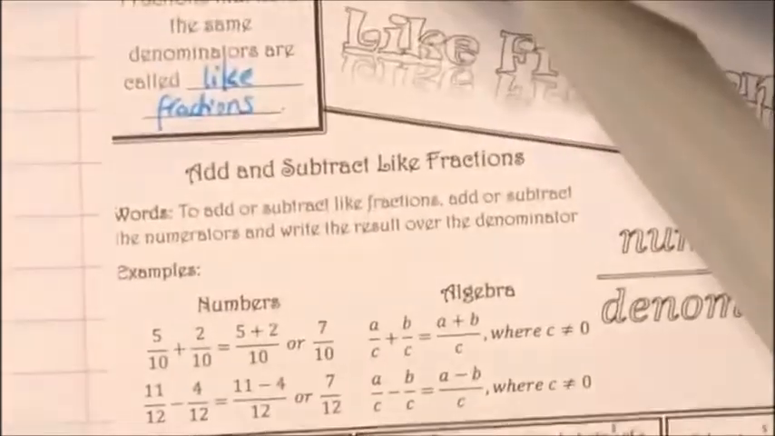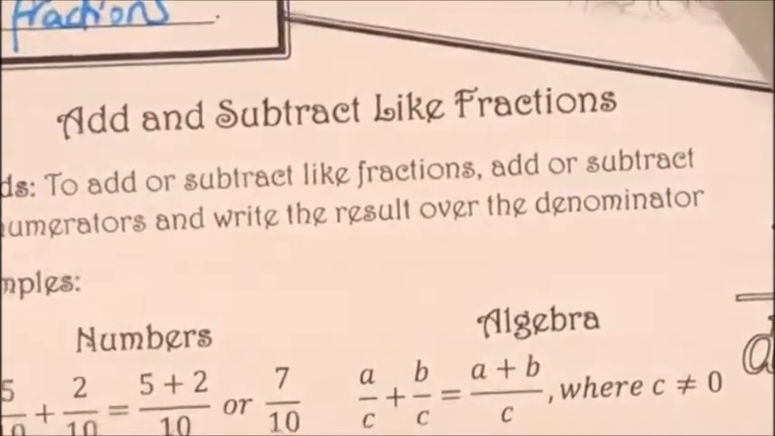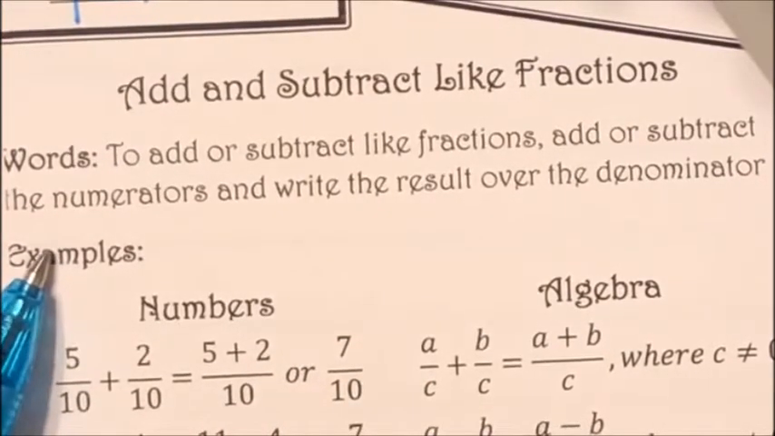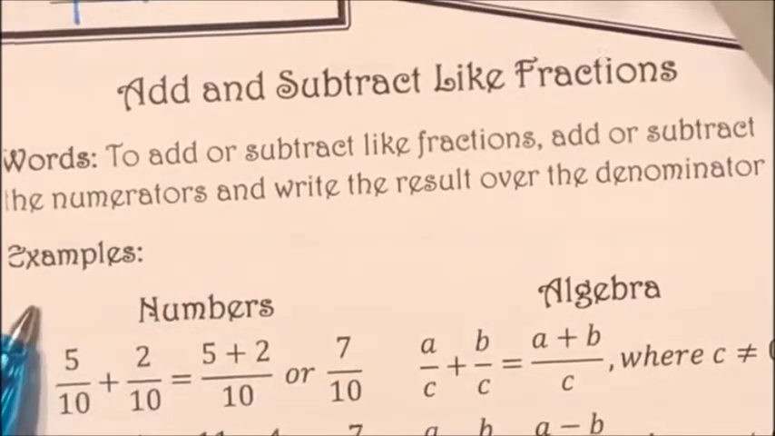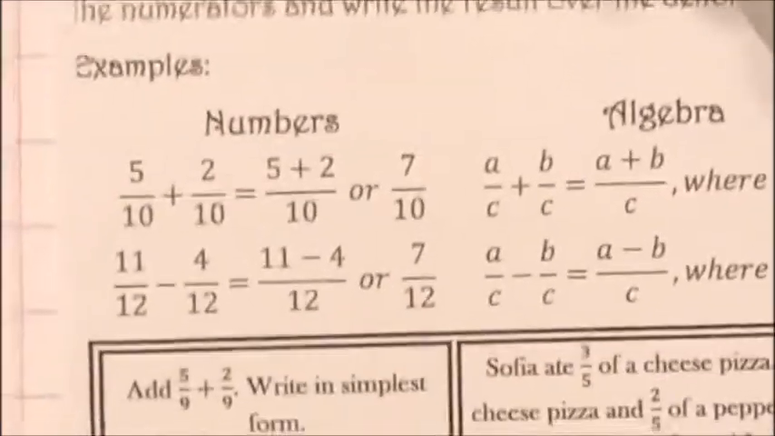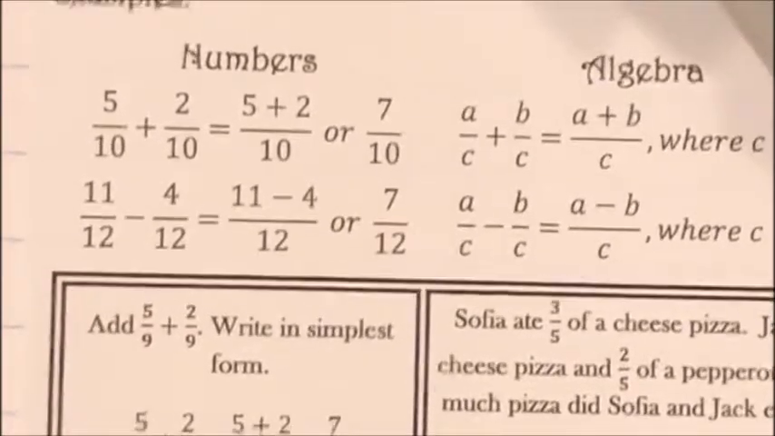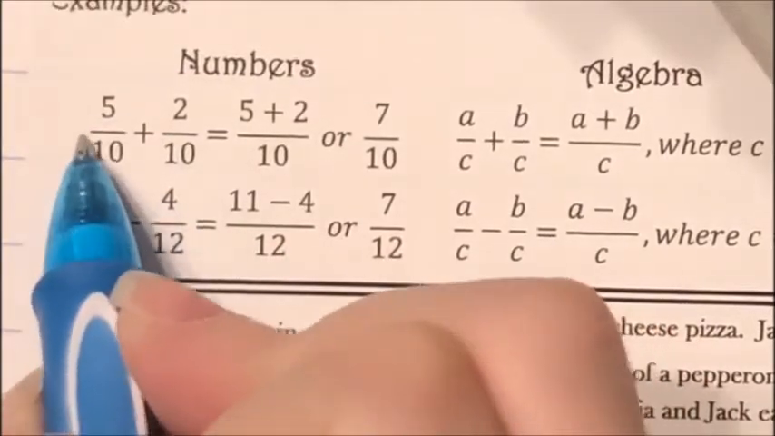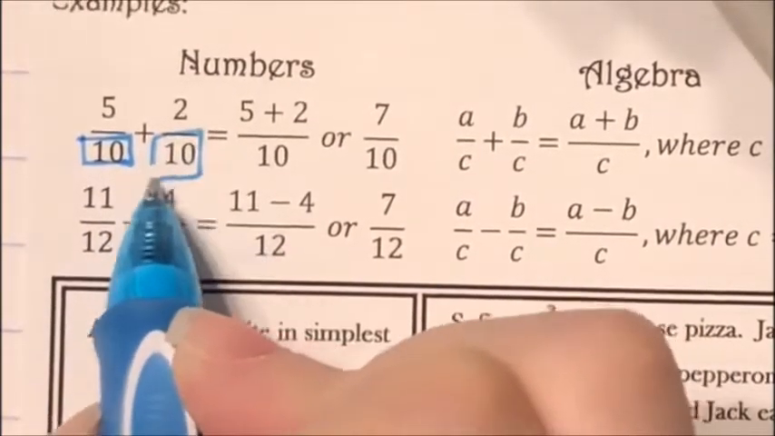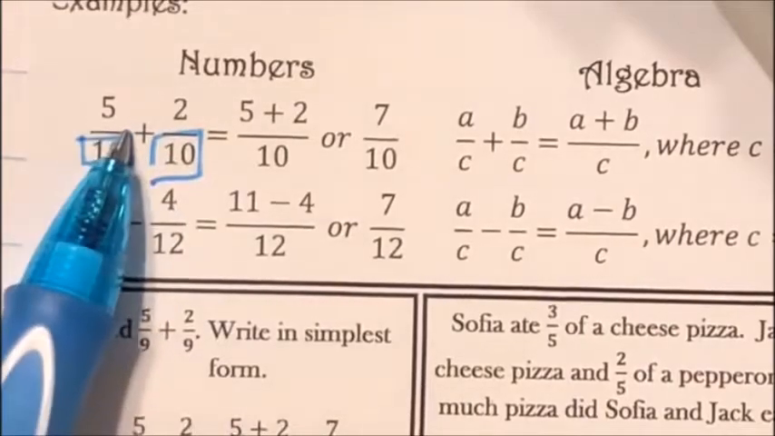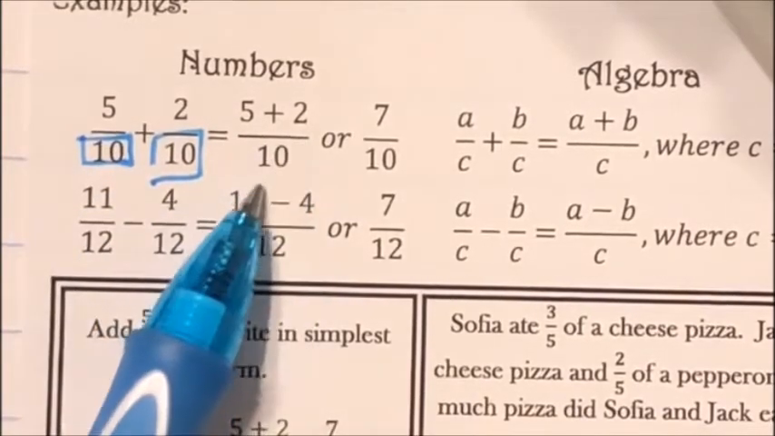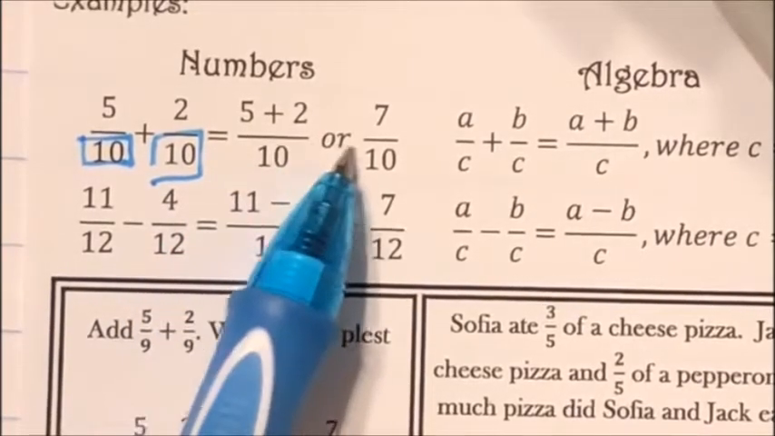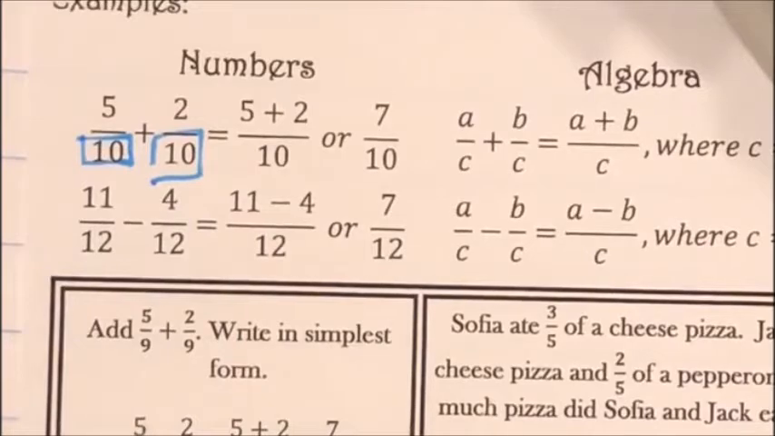Okay, so to add and subtract like fractions, I add or subtract the numerators and write the result over the denominator. So here's some examples. 5/10 plus 2/10. They're like fractions because they have the same denominator. That's the important part, okay? So I just add my numerators together, 5 plus 2. I leave my denominator the same. So 5 plus 2 is 7, so I get 7/10.